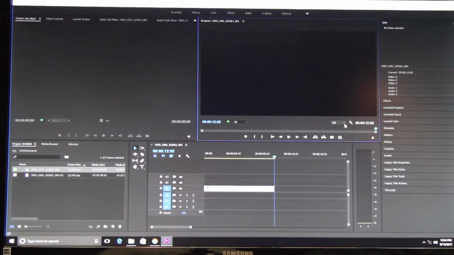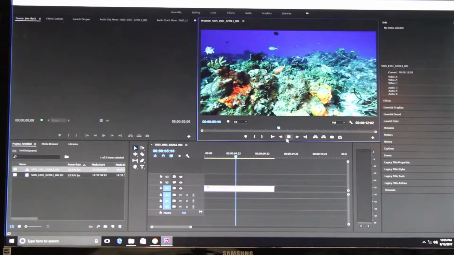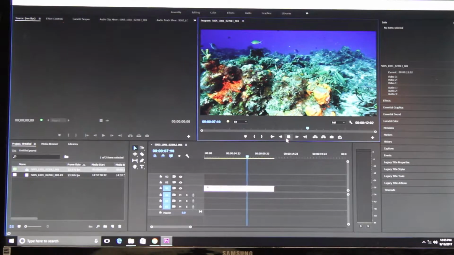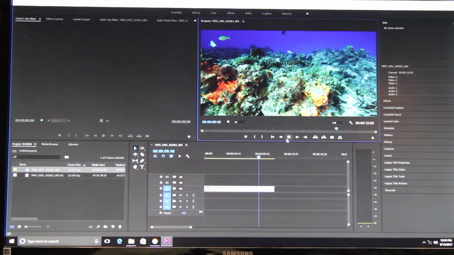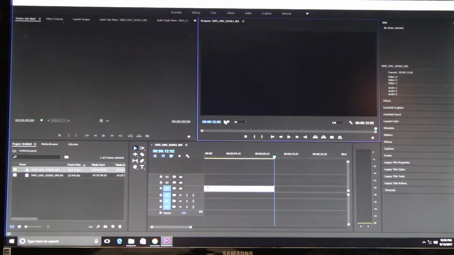And now just to push the limits, we'll do it at full resolution. And now you can see we're getting some drop frames. Now it's played the clip, let's see how many we got. So we had 263 drop frames.